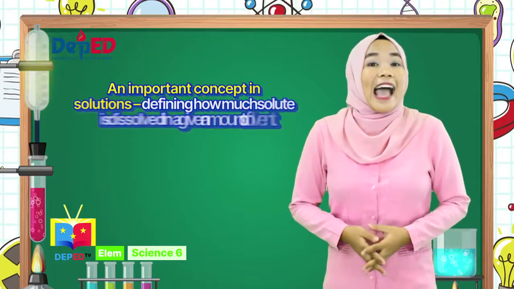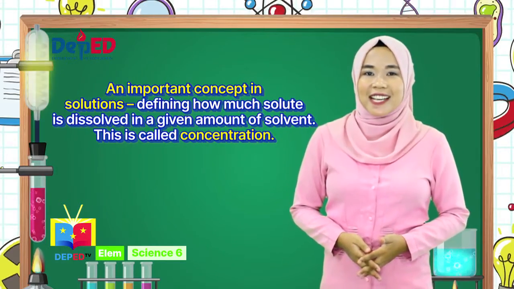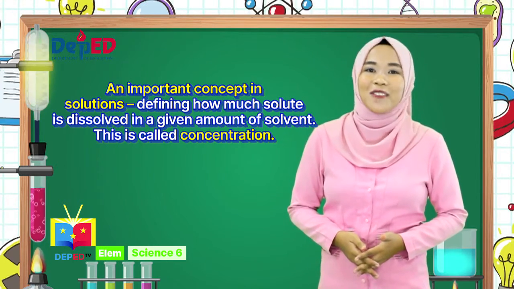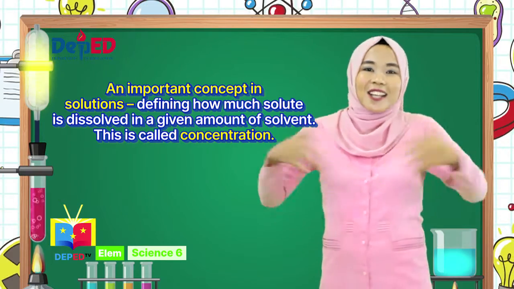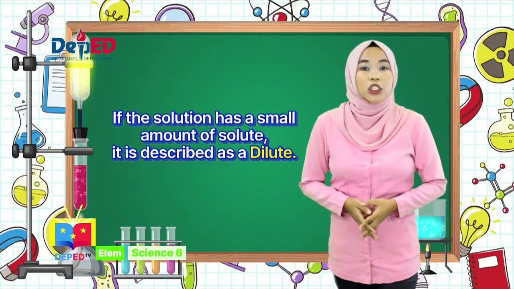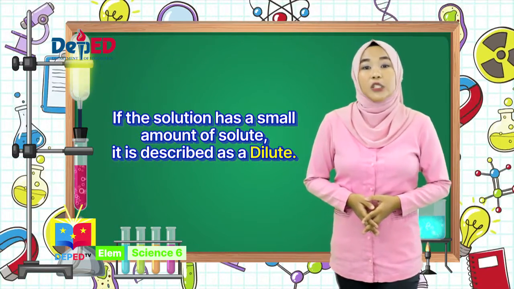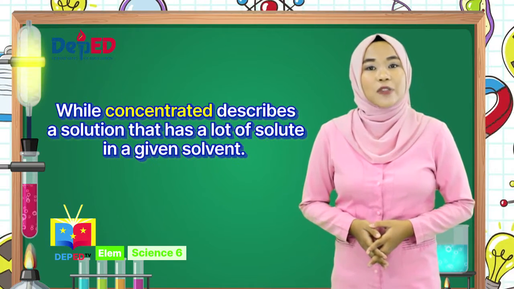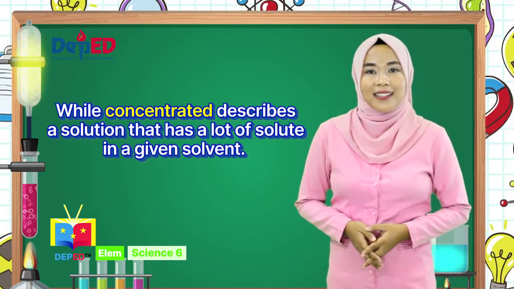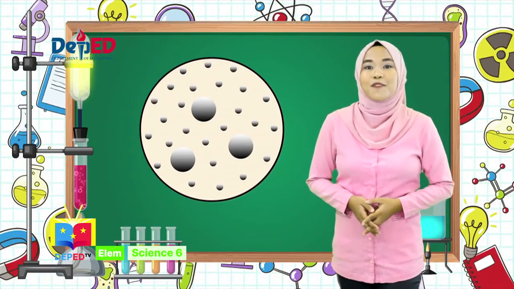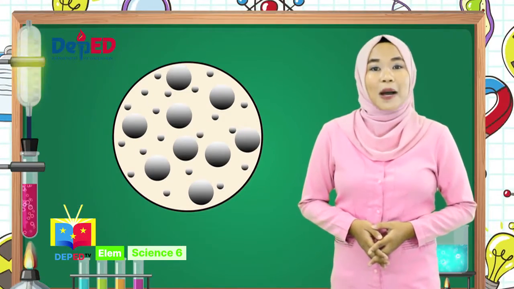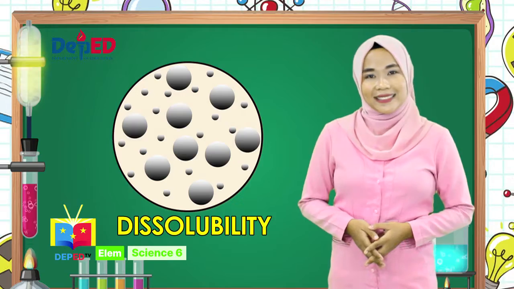be colored. An important concept in solutions is defining how much solute is dissolved in a given amount of solvent. This is called concentration. If the solution has a small amount of solute, it is described as dilute, while concentrated describes a solution that has a lot of solute in a given solvent. There is a certain maximum amount of solute that can be dissolved in a given solvent. This maximum amount is called the solubility.